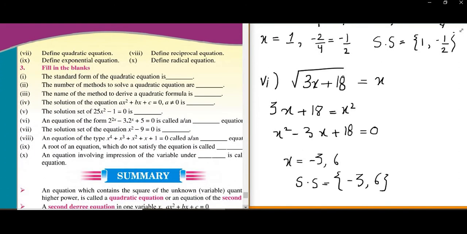We all know that the equation whose highest degree is 2 is called a quadratic equation or a second degree equation. This definition is at the start of your chapter. Then we define reciprocal equation, exponential equation, and radical equation. We discussed all these definitions in detail in our previous lessons.